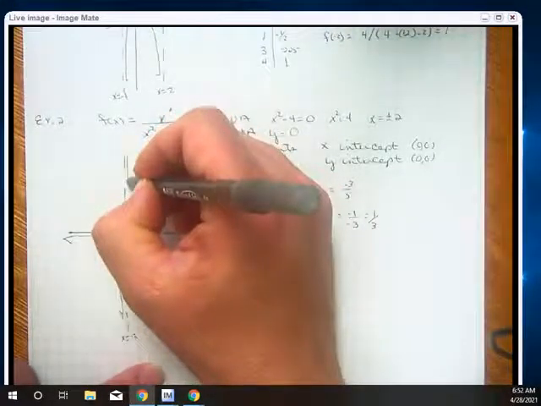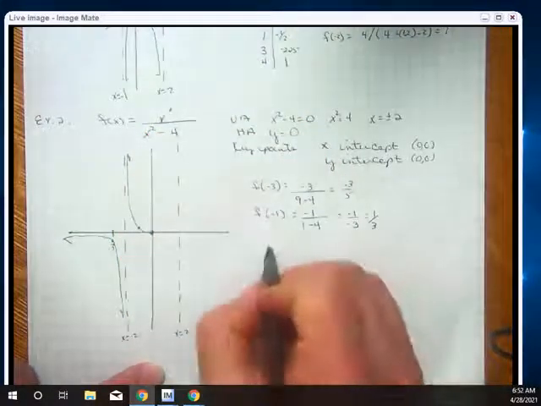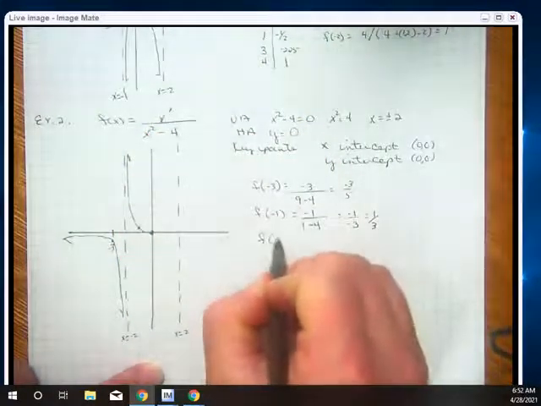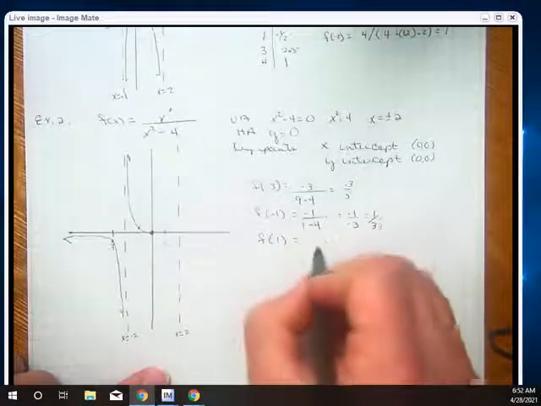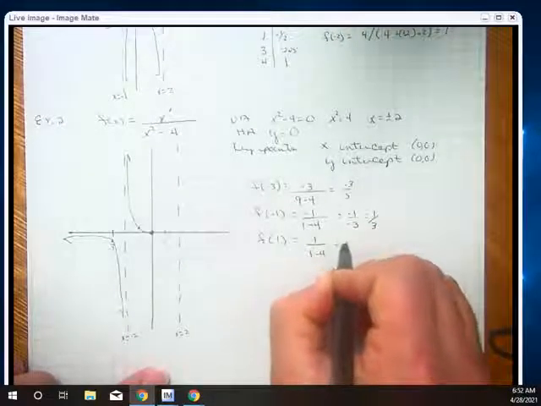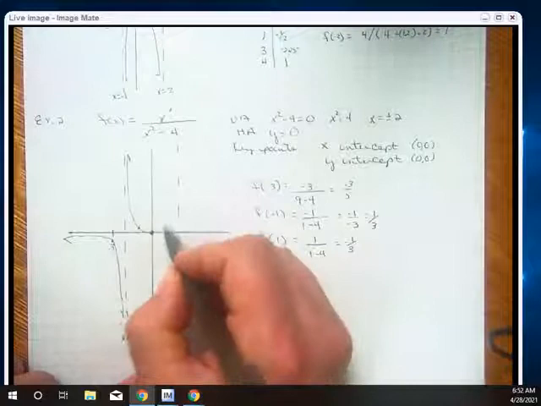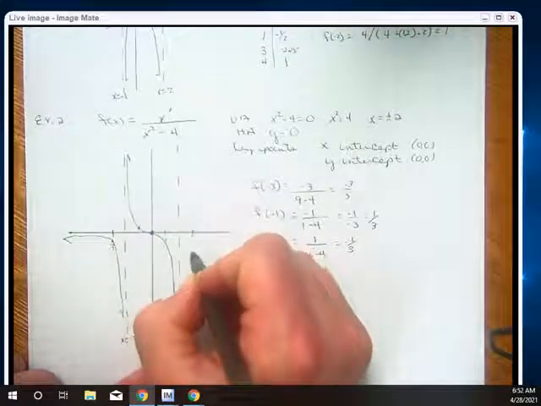So I'm confident to say I'm going to go above, cross, or bounce at 0, 0. To find out if I cross or bounce, I'm going to substitute a value of 1. 1 divided by 1 squared minus 4 is a negative 1/3. It does cross. Trying to make a smooth curve.